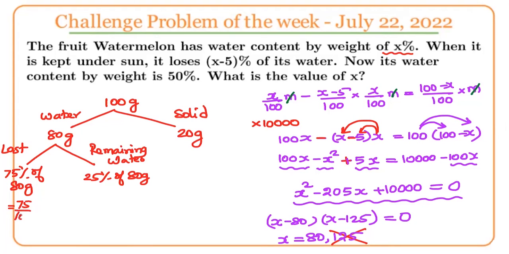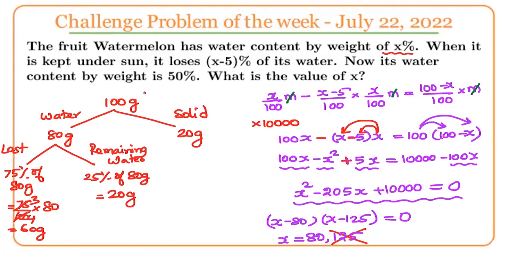75% of 80 is 75 over 100 times 80. That is 3/4 of 80, that is 60 grams. And so the remaining water will obviously be 20 grams. 80 minus 60 is 20 grams.